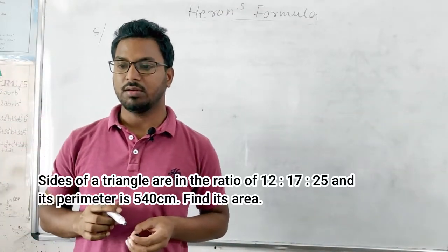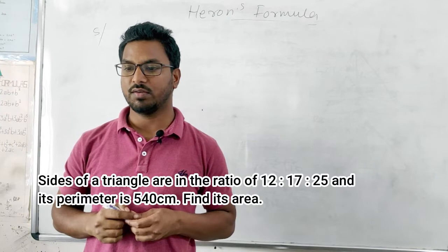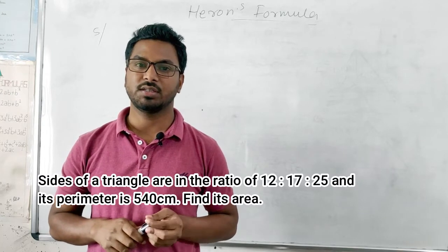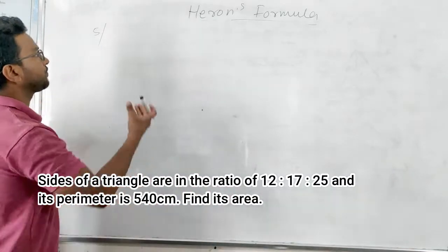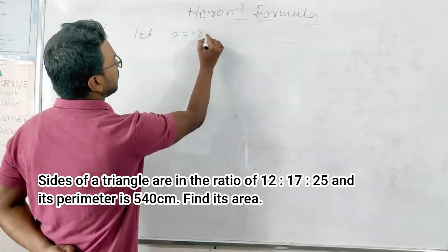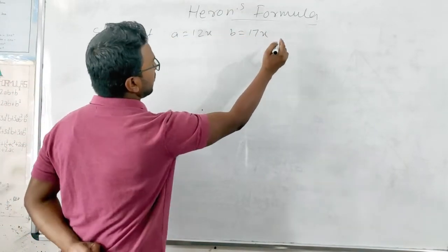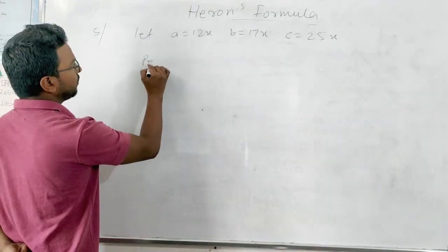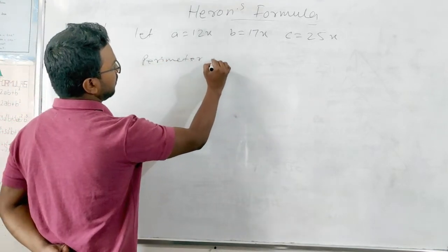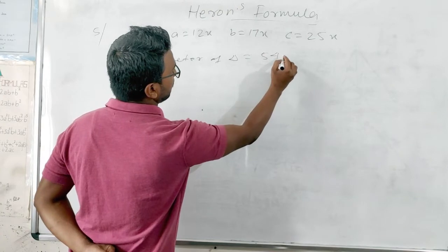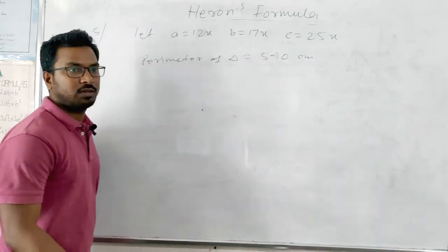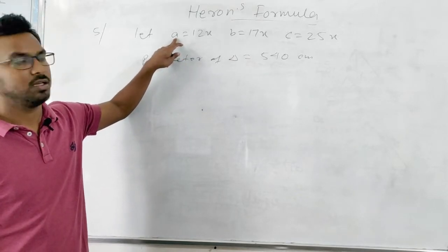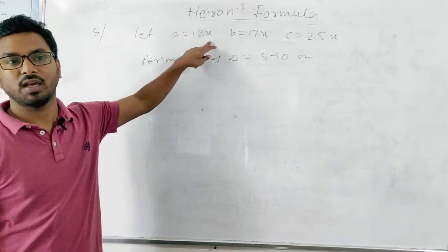Our next question is given. Sides of a triangle are in the ratio 12 is to 17 is to 25, and its perimeter is 540. So the ratio is given, what do we do? Let A be 12x, B equals 17x, C equals 25x. Okay. And perimeter is given what? 540 centimeter. Perimeter of triangle is given 540 centimeter. Fine. So we don't exactly know the length of the first side. It is given 12x. So we have to find the value of x first.